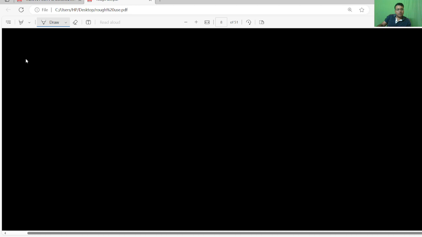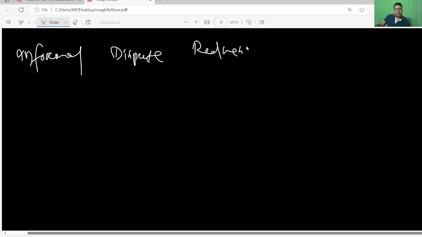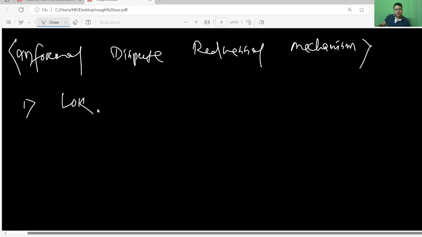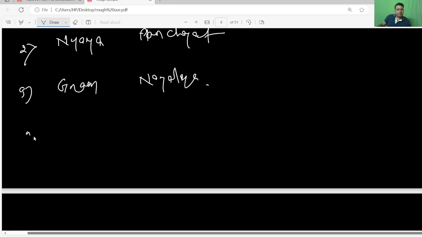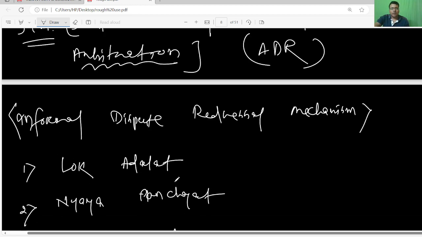After that there are some informal dispute redressal mechanisms: Lok Adalat, Nyaya Panchayat, Gram Nyayalaya, Family Court. This is some alternative informal dispute redressal mechanism.